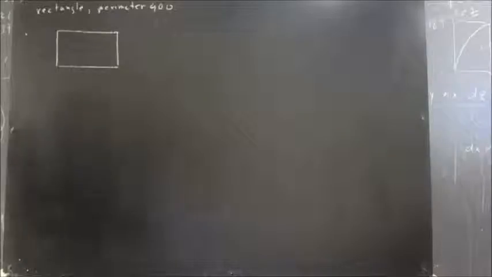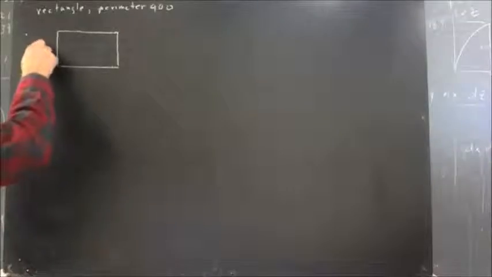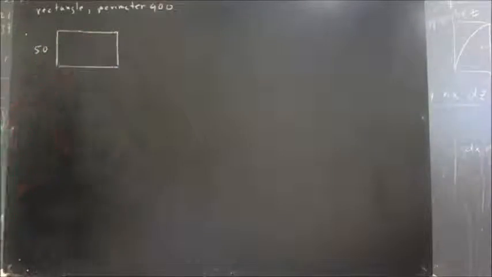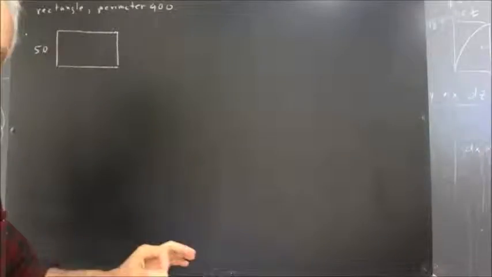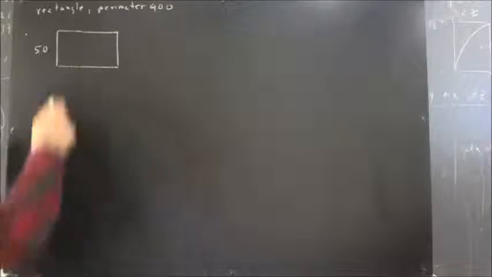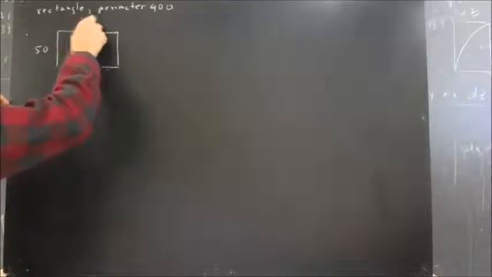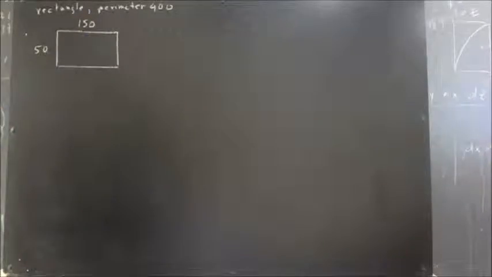Okay, well, hopefully you were able to do that. Now, I'm going to be a little more specific. If the width is 50, then what does the length have to be if the perimeter is going to be 400? You should work that out before you watch me do it. Well, your answer was almost certainly 150. The question is, how did you get that answer?